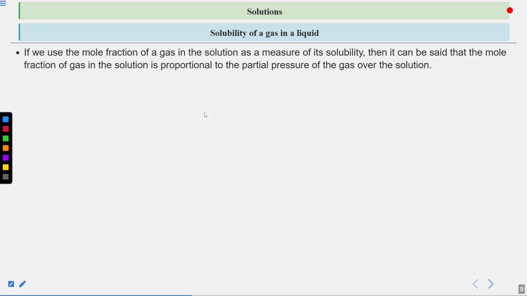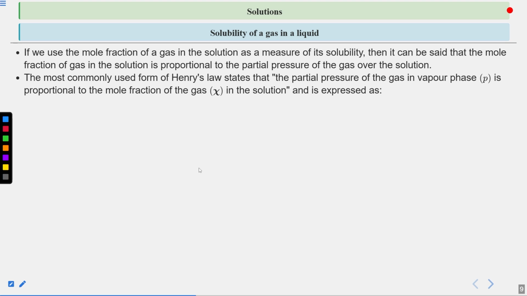Now, in place of concentration, we can use the mole fraction, because mole fraction is also a way to represent the concentration, and it is better for gases to be represented in the form of mole fraction. So, we can now formulate Henry's law once again and say that the partial pressure of the gas in vapor pressure P is proportional to the mole fraction of the gas chi in the solution. And this can be expressed as the equation P = KH chi, where KH is your Henry constant.